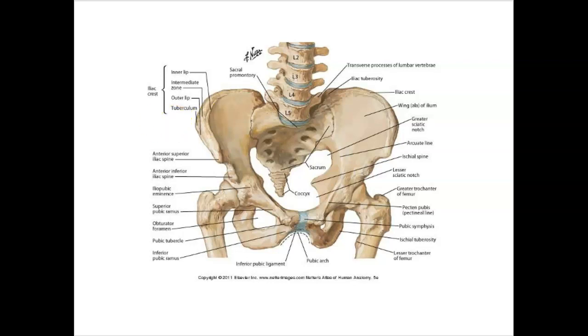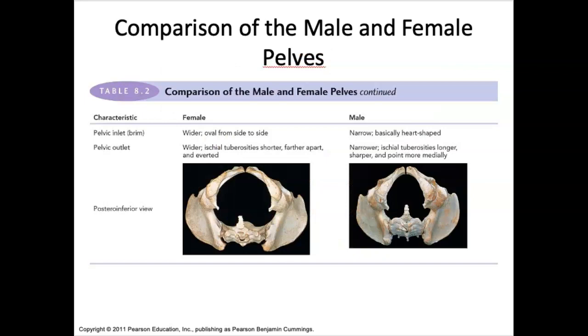The differences here you can see between a male and a female pelvis, the female being on the left side here, the male obviously being on the right. The most notable difference is that the true pelvis on the female is much larger. Look at the pelvic inlet, or the outlet here, the true pelvis compared to the male, much larger. And that's because it has to accommodate the birth of a child.